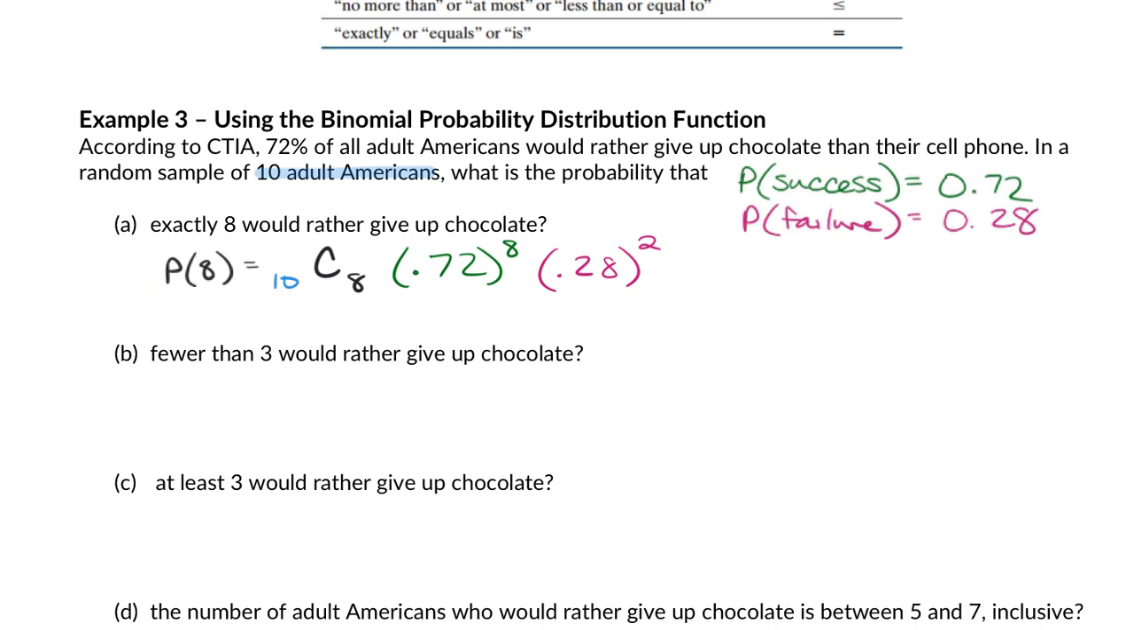45. Then we're going to multiply that by 0.72 raised to the 8th and 0.28 raised to the 2nd, which would give me 0.2548. So I did the whole formula in one: 10 choose 8, which was 45, and 45 times 0.72 to the 8th times 0.28 to the 2nd.